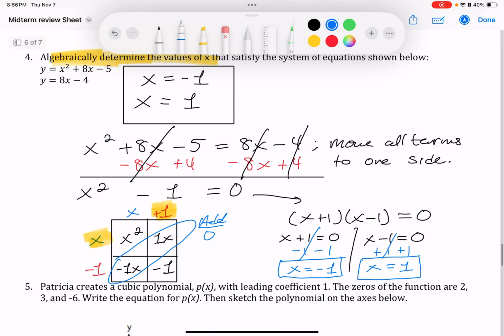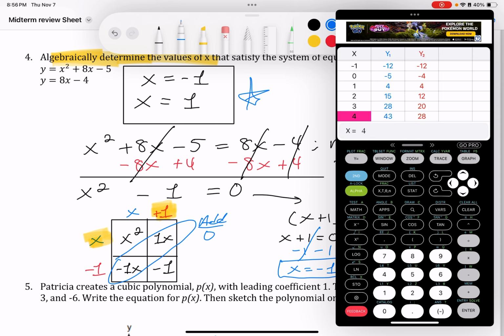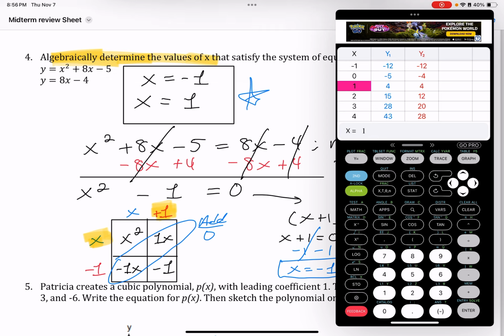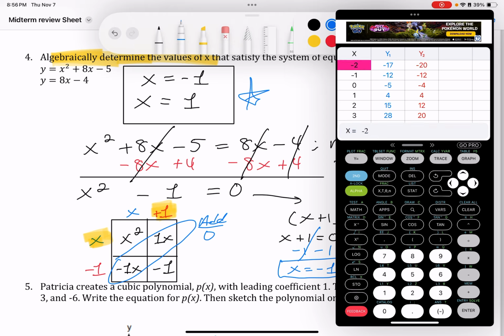And those are the same values of x we got when we plugged this into our calculator. When x is 1, the y values are the same, so that works. And when x is -1, the y values are also the same.